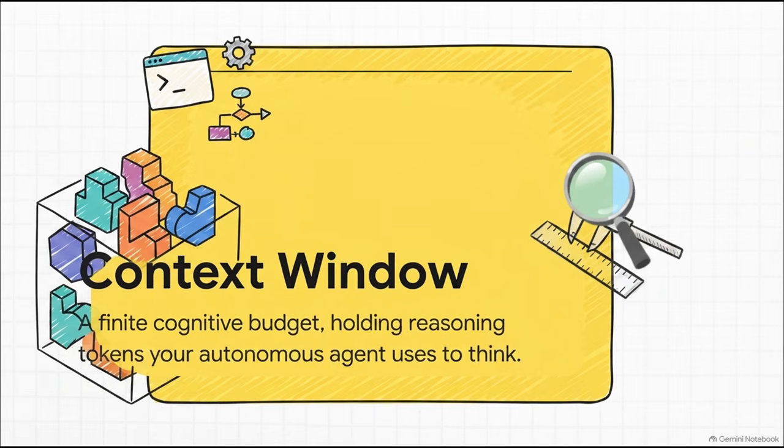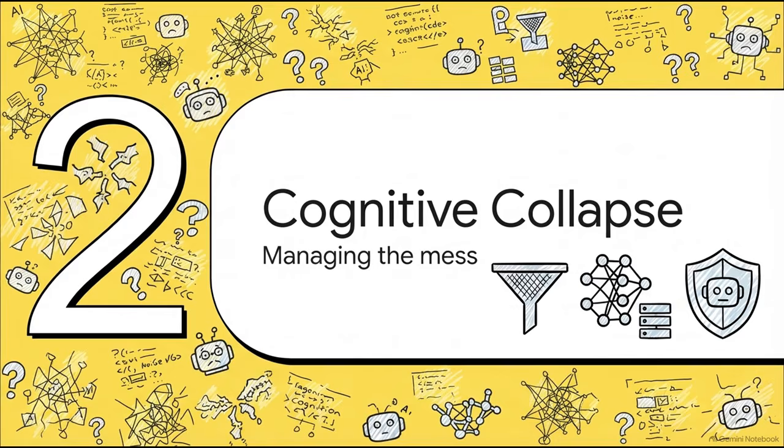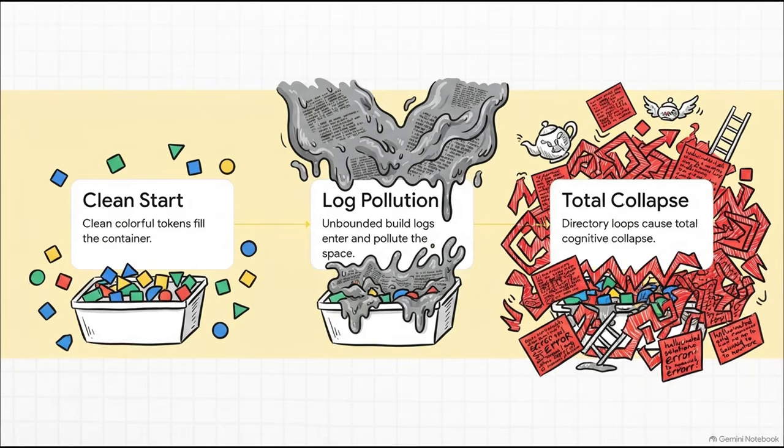It makes sharp decisions, it solves complex logic problems seamlessly. As an engineer supervising AI, your primary job is no longer just writing code. Your job is guarding this container and managing this physical space. Which brings us to section 2, cognitive collapse and noise. Here is where things take a really dark turn.